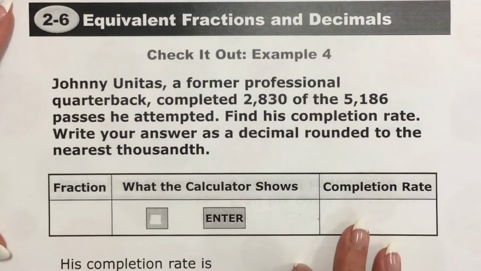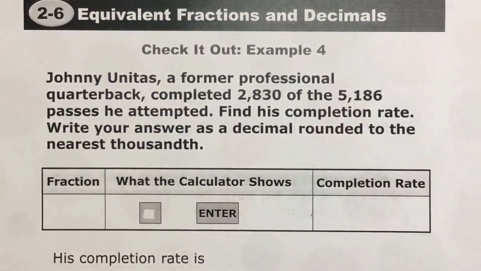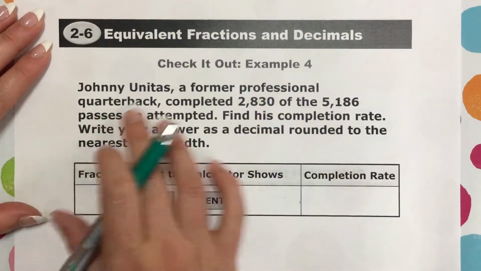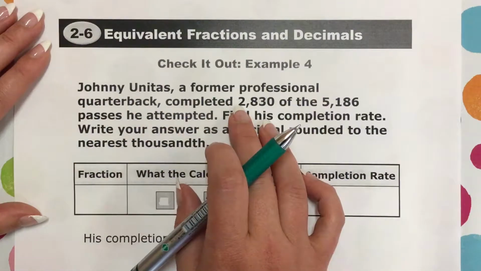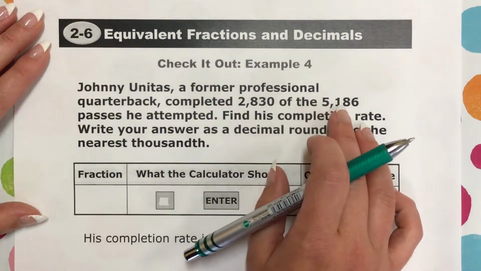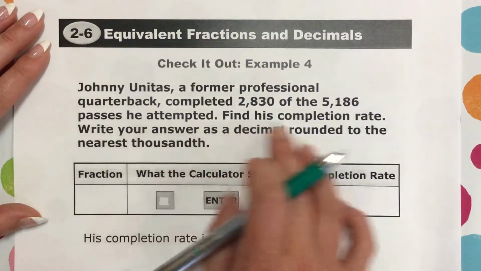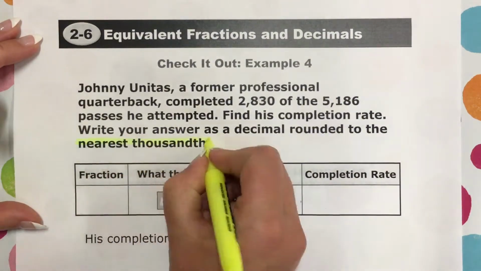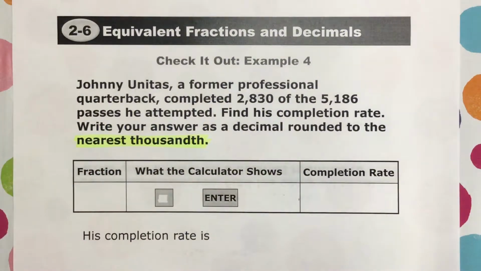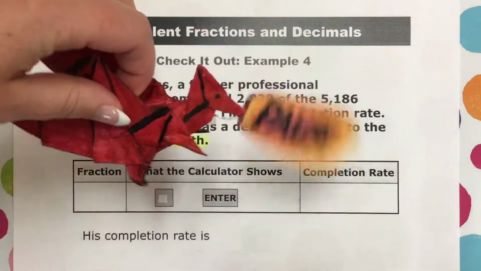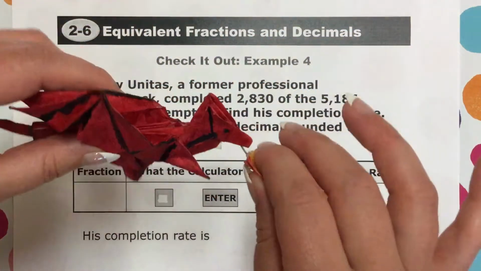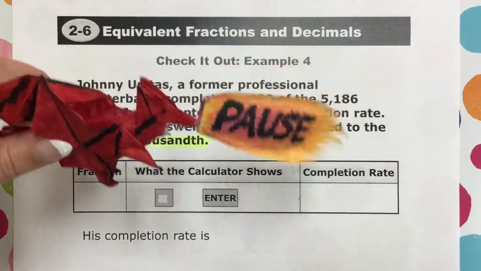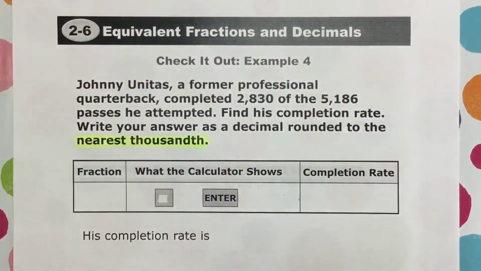So here we go. Check it out, example 4. I want you to try this same type of problem here. It says Johnny Unitas, a former professional quarterback, completed 2,830 of his 5,186 passes he attempted. Find his completion rate and write your answer as a decimal rounded to the nearest thousandth. Okay, go ahead and get started. Make sure you pause the laptop or iPad or phone or whatever you're on. Pause it. When you get done, press play, and we will go over the answers. So we'll see you in a bit.